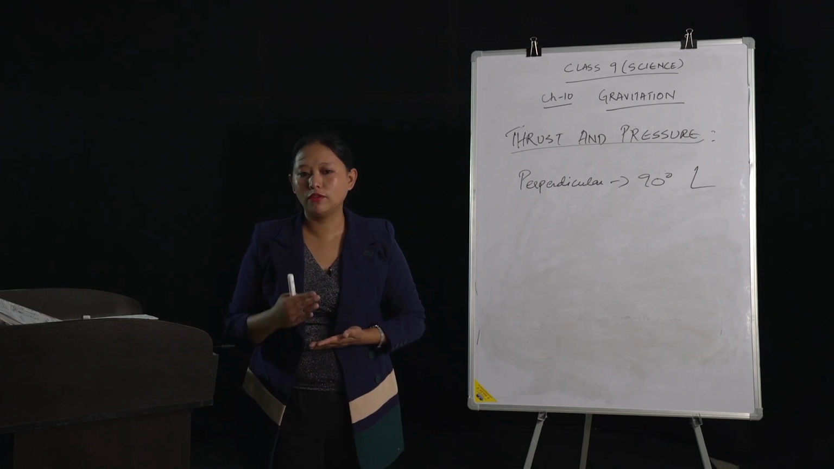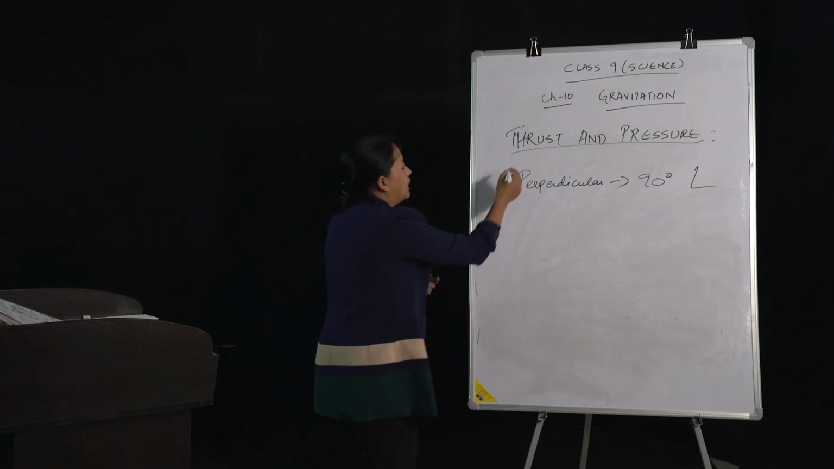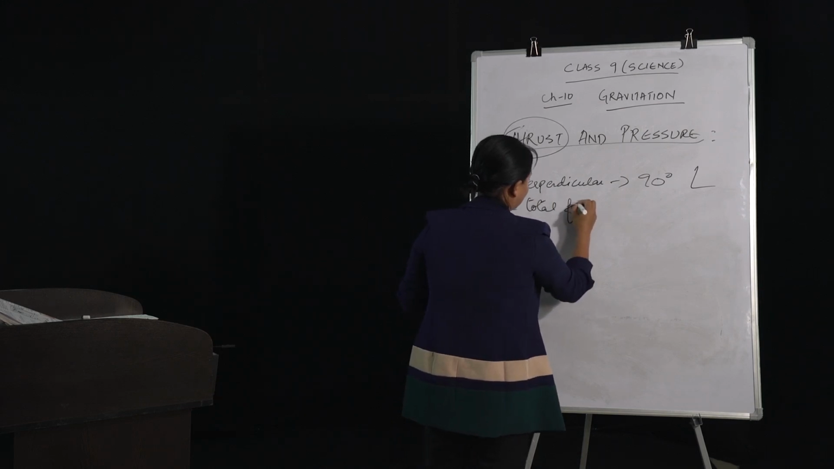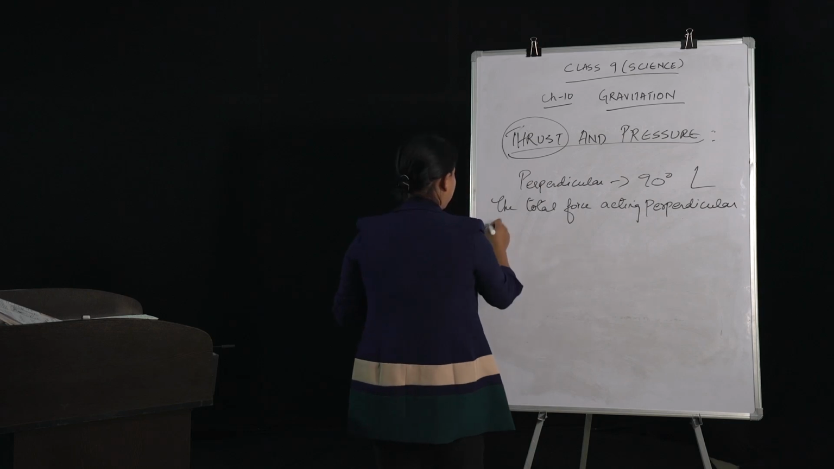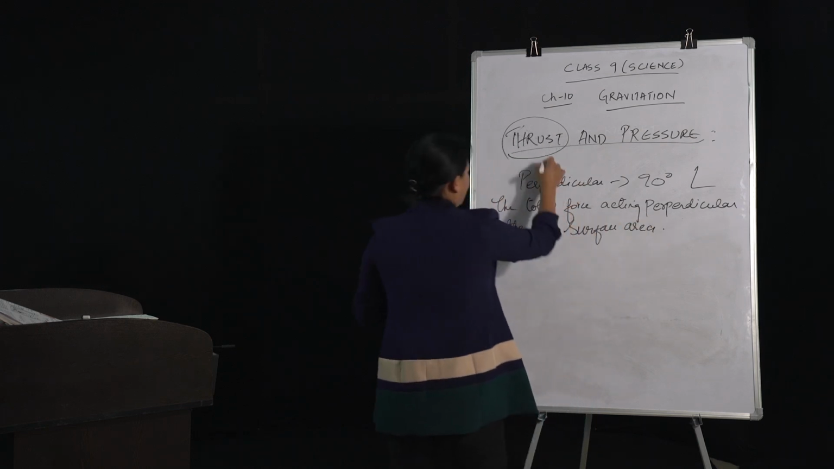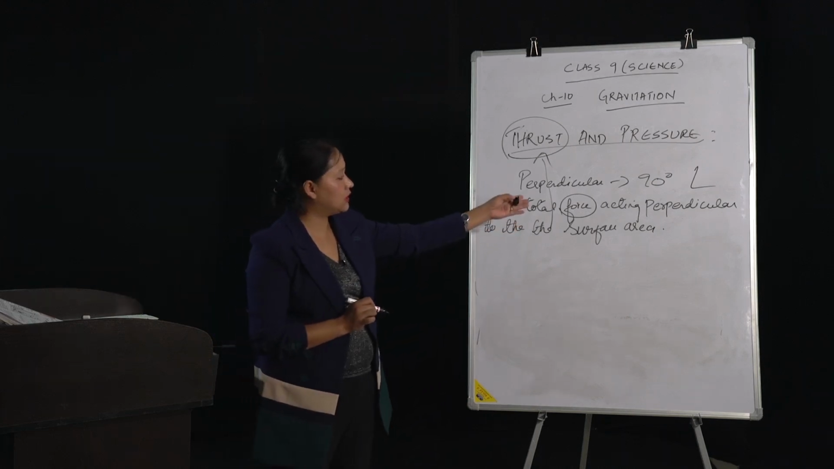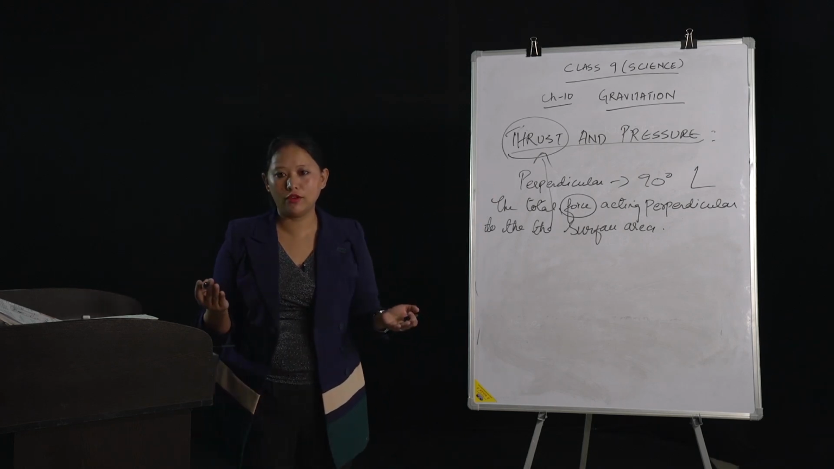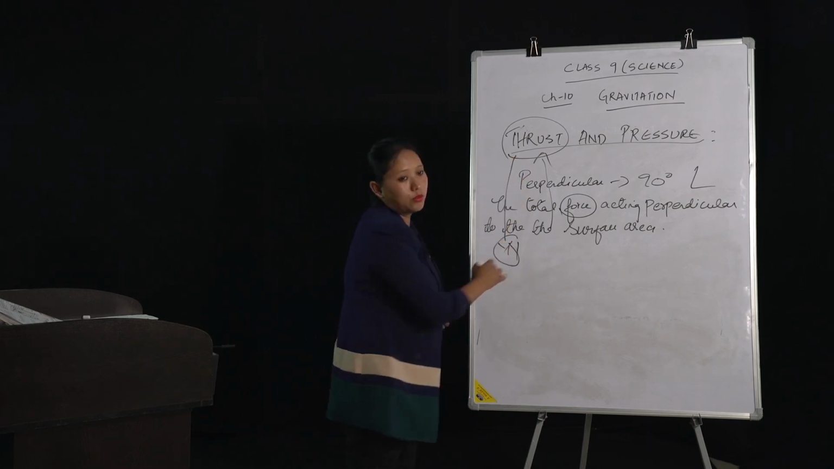So the total force which is acting perpendicular to the surface area is given a specific name, and we call it thrust. Since thrust is nothing but force, the unit of thrust will be the same as the unit of force. And what is the unit of force? As we have discussed in earlier classes, the unit of force is Newton. So the unit of thrust will also be Newton.